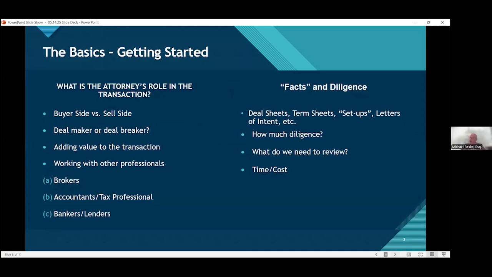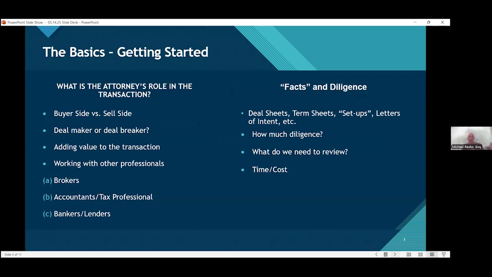So I'm going to be talking about these transactions where essentially we are dealing with the purchase and sale of substantially all of the assets of a business.